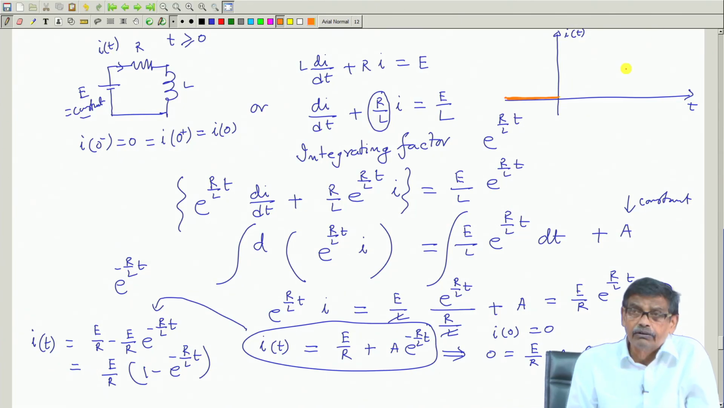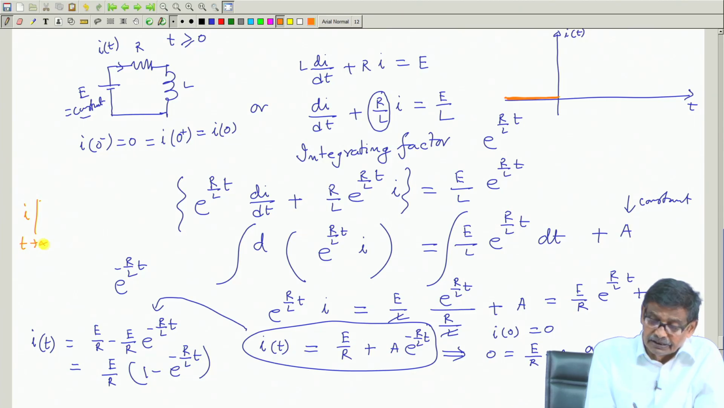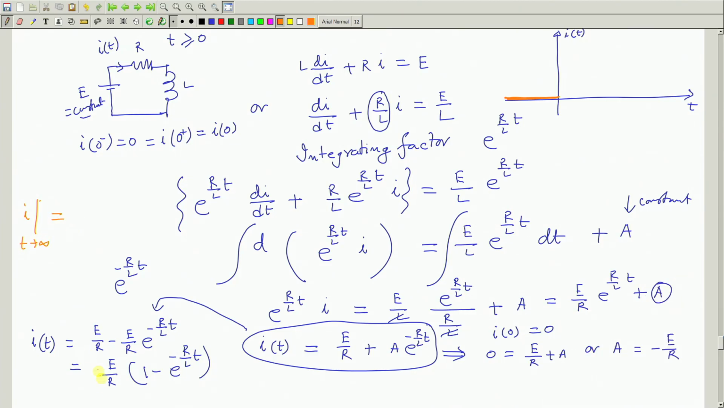Obviously, if you put t equal to infinity, as t tends to infinity, this current will be only E by R. Why? Because this term vanishes then. As t goes to infinity, e to the power minus R by L into t tends to 0.